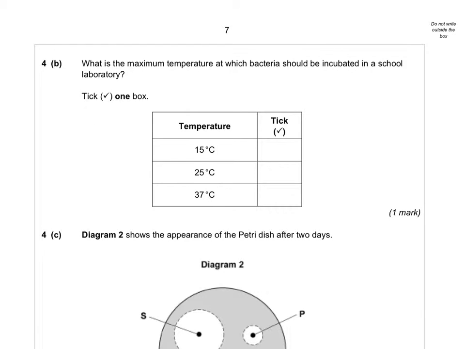What is the maximum temperature at which bacteria should be incubated in a school lab? Maximum temperature in schools is 25 degrees Celsius. It can go up to around about 35 or 37. However, it's a little bit dangerous if that starts to happen because the bacteria grow too fast.